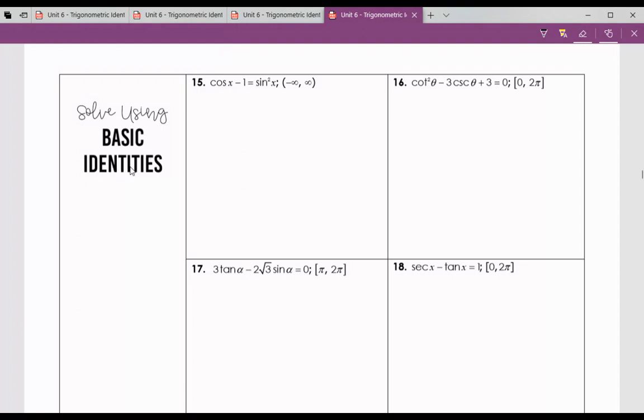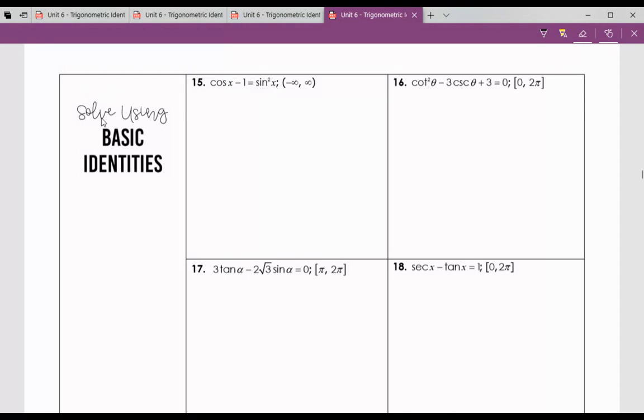So the basic identities that we are going to look at for 15, 16, 17, and 18 are the reciprocals, the quotient, the Pythagorean, the cofunction, and the even and odd identities. Those are the basic identities that we need. So in the first problem, I have cosine x minus 1 equals sine square x.